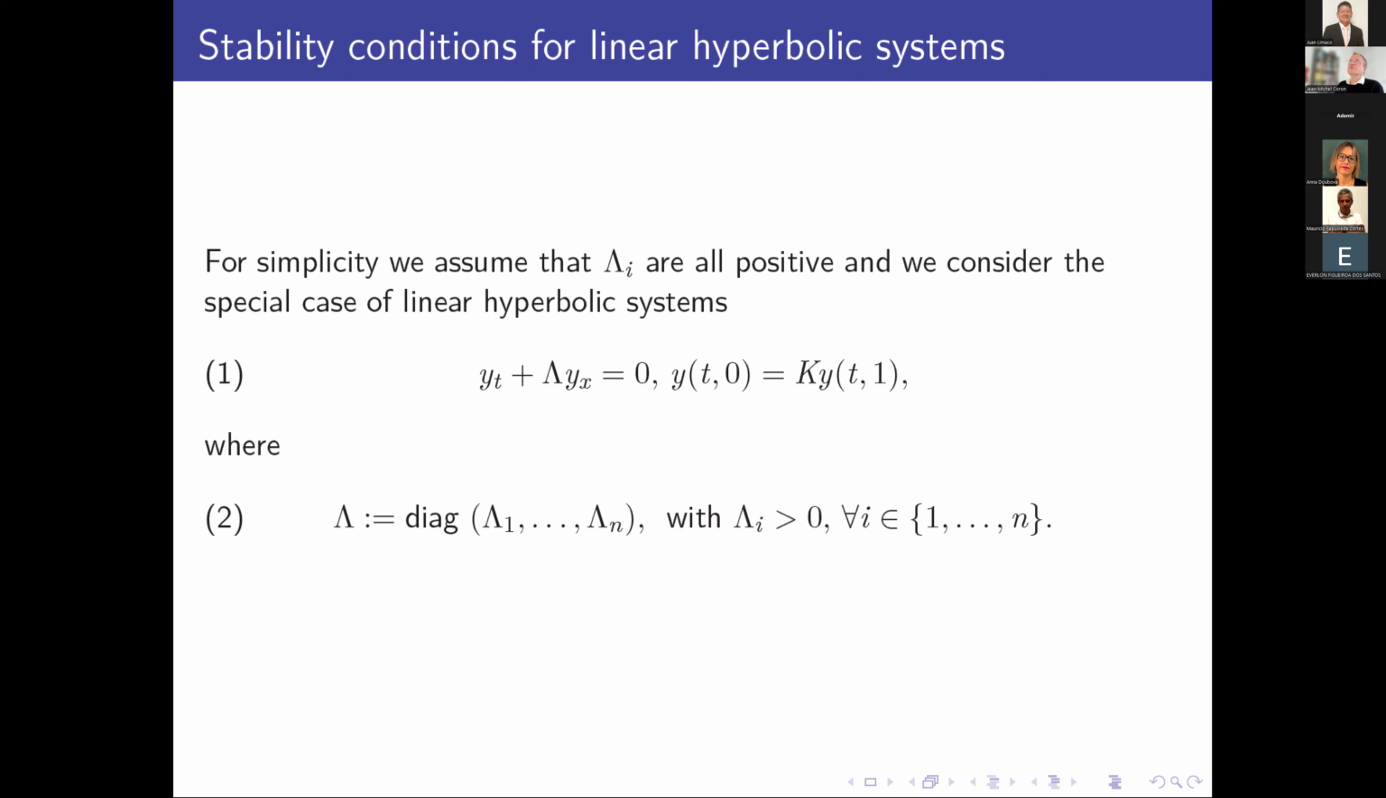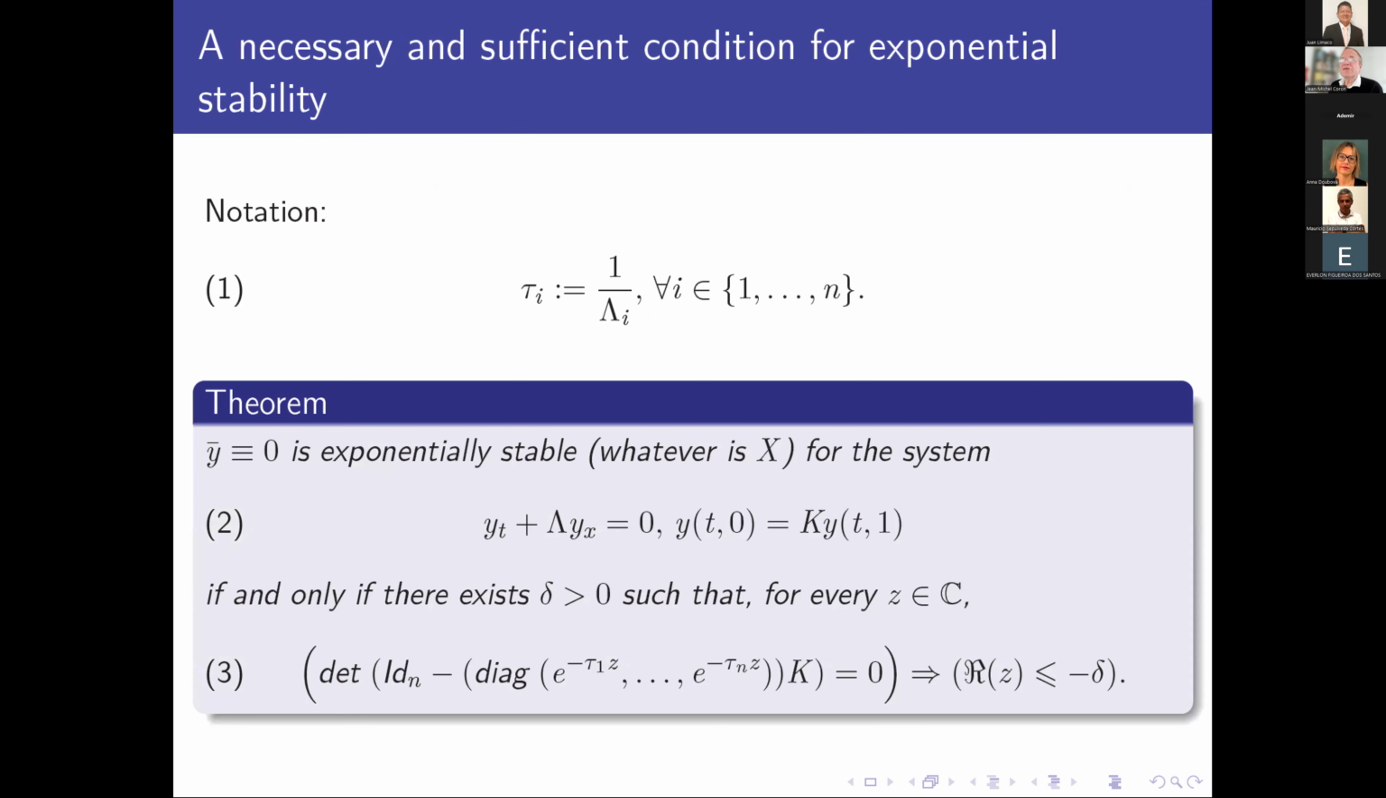Now we move to dimension 2, and in fact to dimension n, and for simplicity we are going to assume that the lambda_i are positive, and we consider the case of linear systems. So it takes the form y_t plus lambda y_x is equal to 0, y(t,0) is equal to k times y(t,1). If you look at the exponential stability, there is a criterion which works in this case. You look at the eigenvalues of the operator lambda y_x, with the boundary condition y(0) equal to k y(1). So you look at the spectrum.